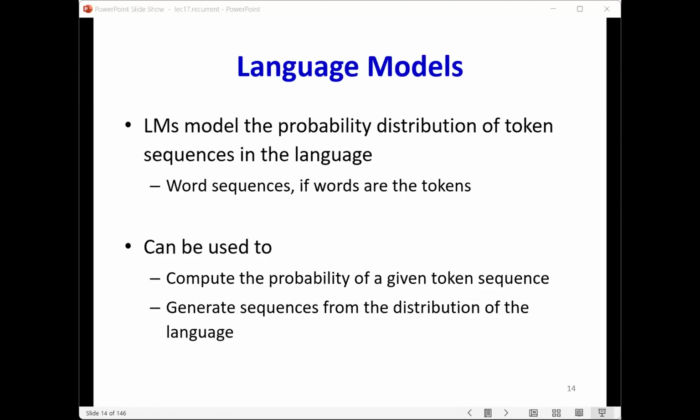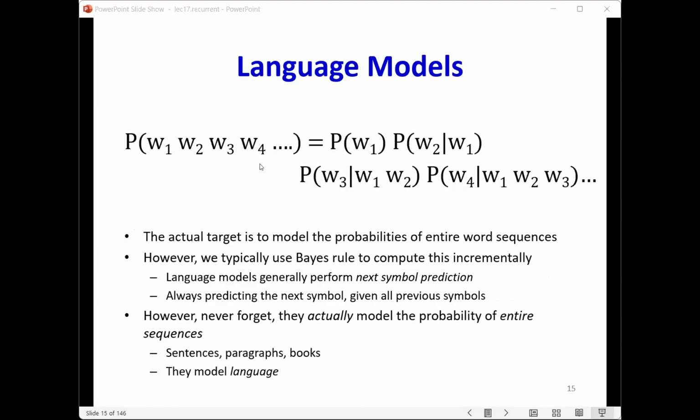In a language, every possible symbol sequence has a probability. Some have very low probability, some have high probability, and capturing this probability distribution well is what language modeling is all about. So basically, you want to compute the probability distribution of symbol sequences. This is the actual target. But the way we typically do it is by using Bayes' rule.